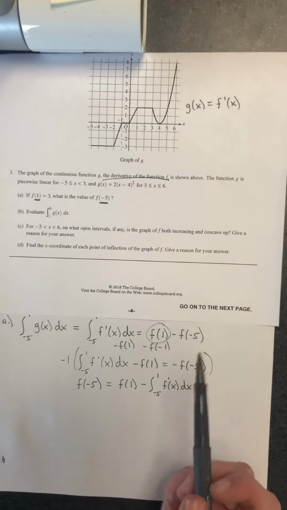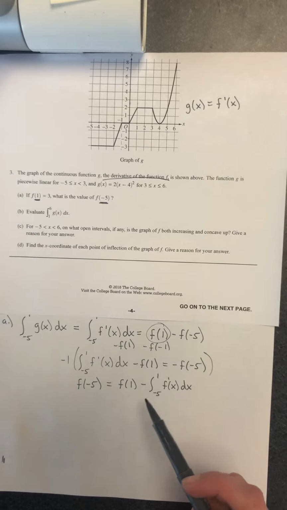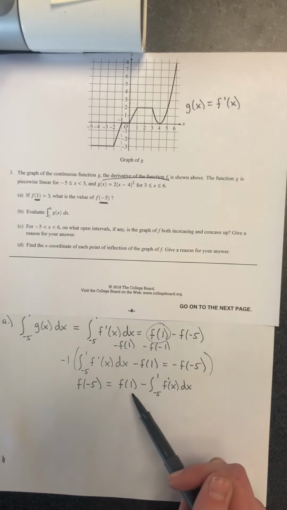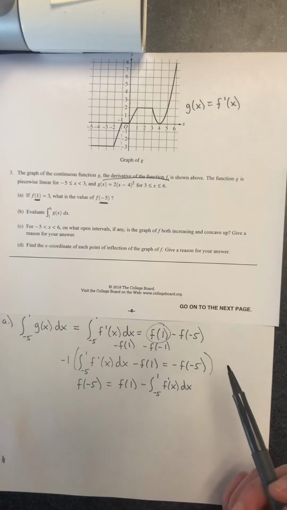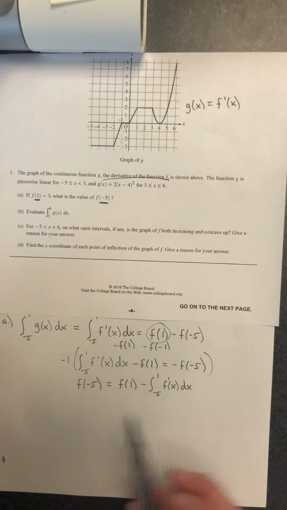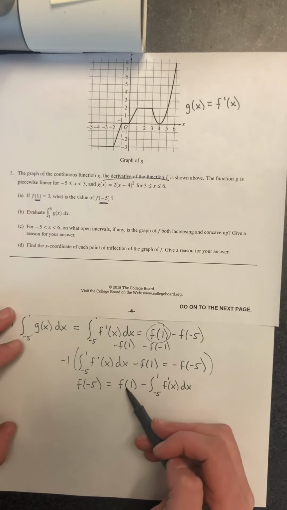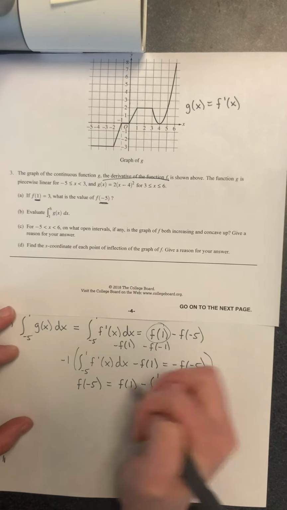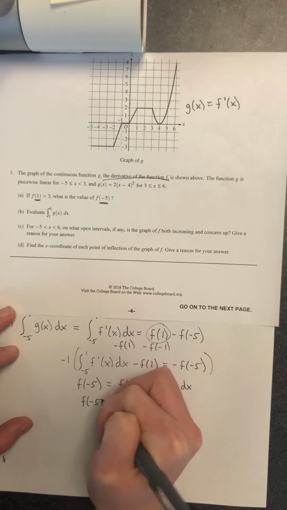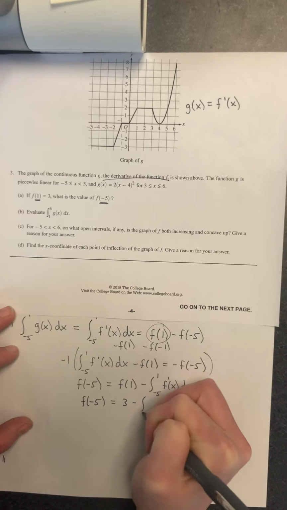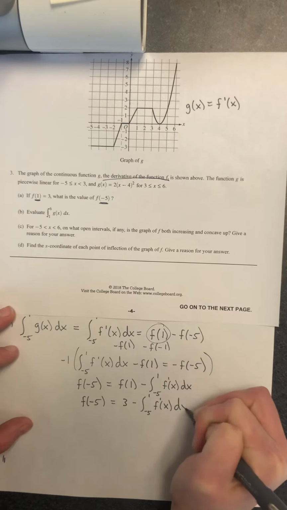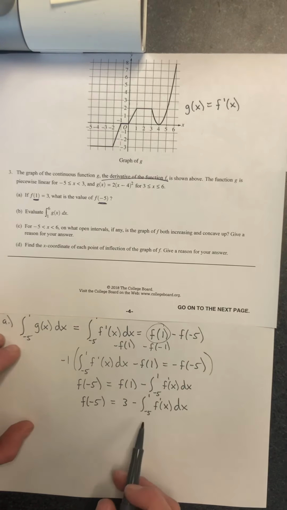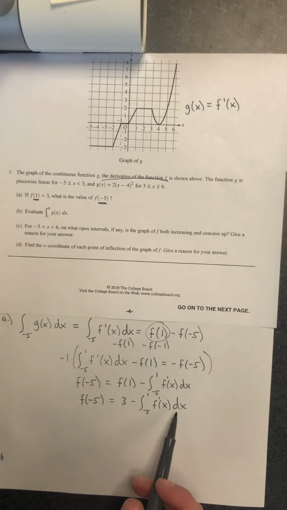Through other means, you might have already gotten this because you realized, hey, if I'm starting off at 1 and then going all the way back to -5, you could have derived this on your own, but this is how we get it using the fundamental theorem of calculus. I know that f of 1 is 3, so f of -5 is equal to 3 minus the integral from -5 to 1 of f prime of x dx. All right, so what is the integral of f prime of x dx?